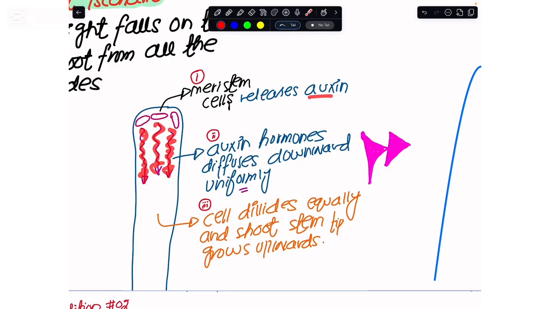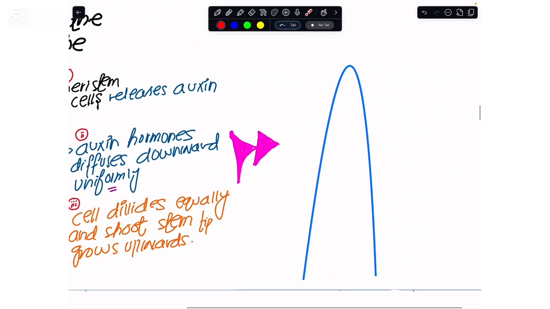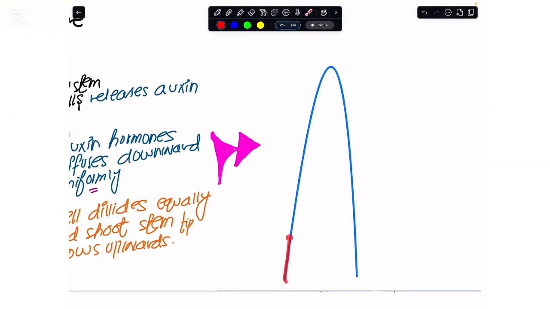This means that immediately below the meristem cells that produce it, the auxin is getting concentrated. As a result, the cell divisions and cell elongations in this part of the shoot are very uniform, and the number of cells increases at this point in an equal manner. So as a result, the shoot grows straight upward without any kind of bending.